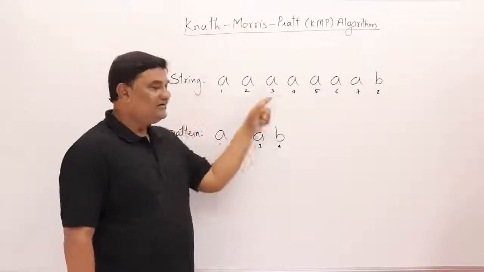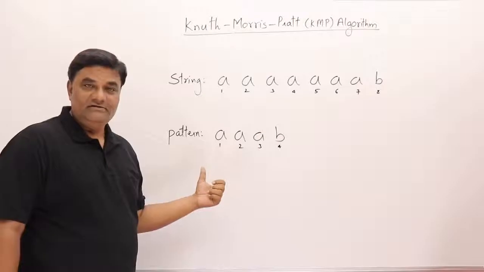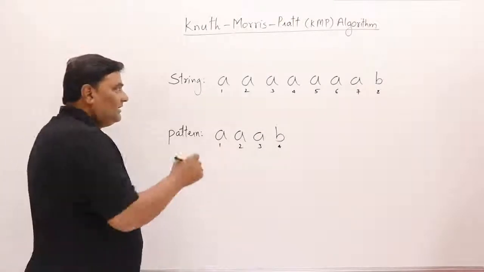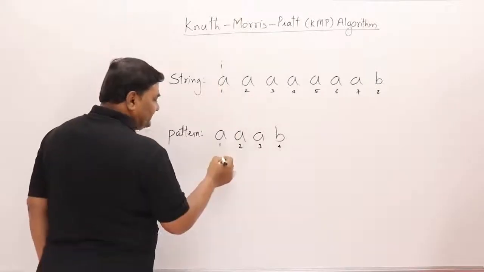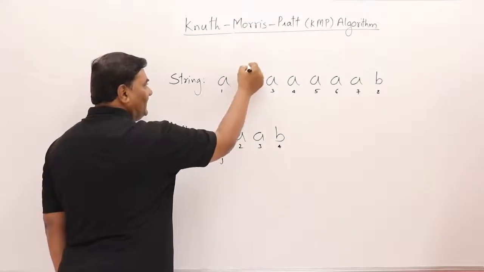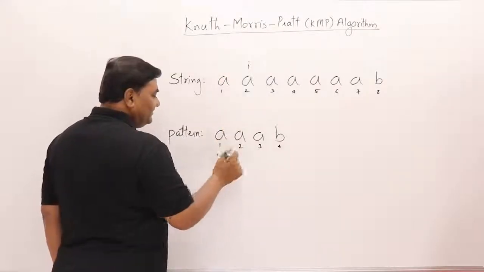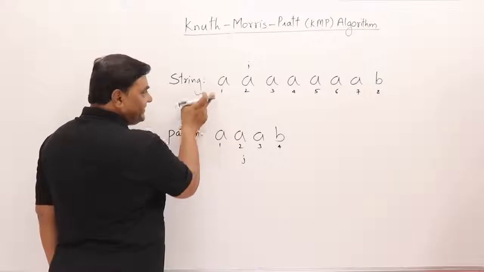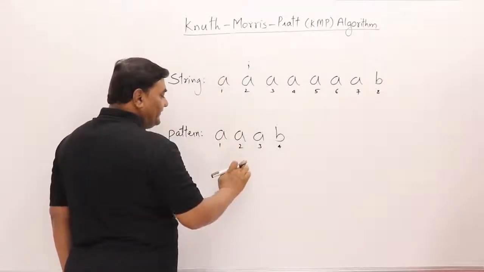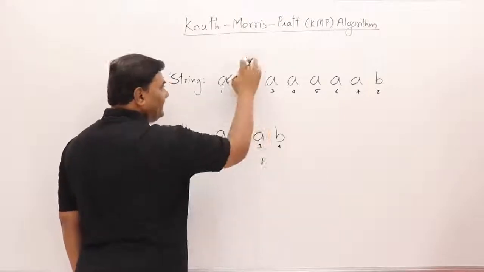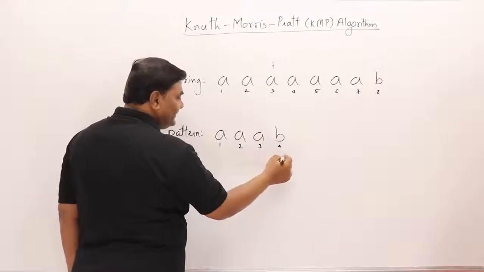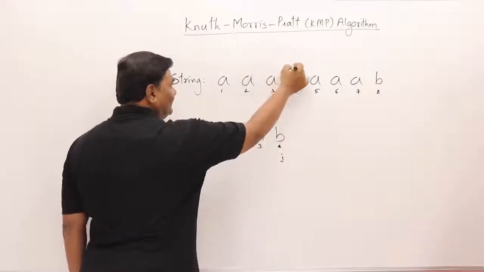I have a string and a pattern. Let us run the basic algorithm on this one. i starting from here, j starting from here. There is a match. If there is a match, move i as well as j. See, we started from index 1 of the string. Remember this. There is a match, so move i as well as j. So first I will move j and also I will move i. There is a match, so move j and also i.